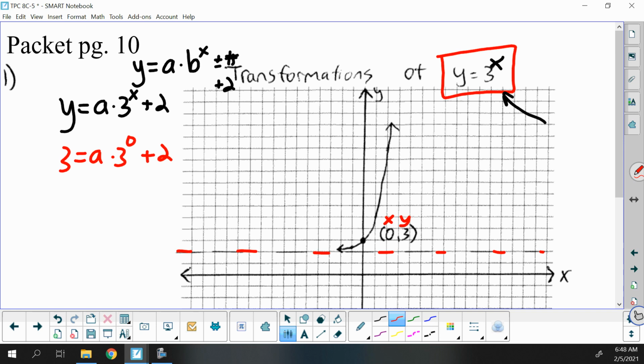So the difference when solving in this one is the first thing you will always do is add or subtract your value at the end over. So we've got to subtract that 2 over and we'll get 1. And then we're going to have a times, well, 3 to the 0 is just 1 because anything to the 0 is 1. A times 1 is a, so a equals 1. So when we write this out, we'll have 1 times 3 raised to the x plus 2. The times 1 out front isn't doing anything, but the plus 2 at the end would represent a shift up 2.